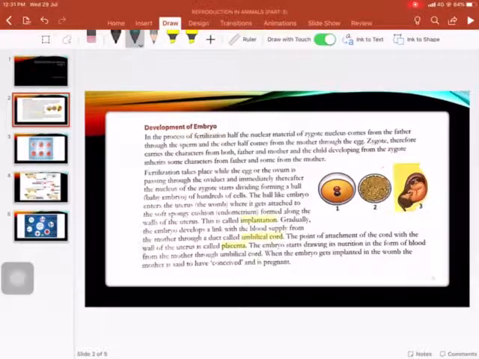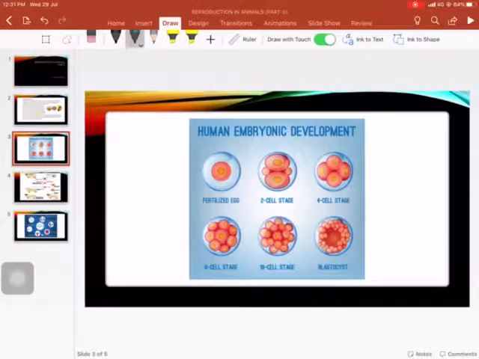Now we are studying the development of embryo in the human being. In the human being, as we know, the fertilization is internal, and the zygote which is formed in the internal fertilization develops in the mother's womb. The zygote starts dividing and forms a ball-like structure. You can see the fertilized egg, then the 2-cell stage, 4-cell stage, 8-cell stage, 16-cell, then the blastocyst. So these are the developmental stages.